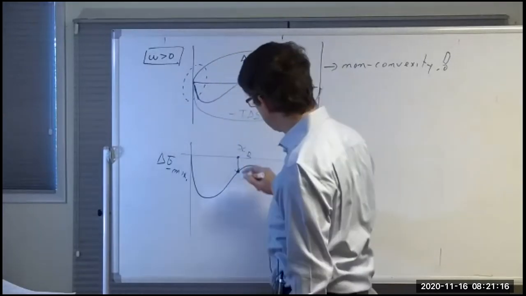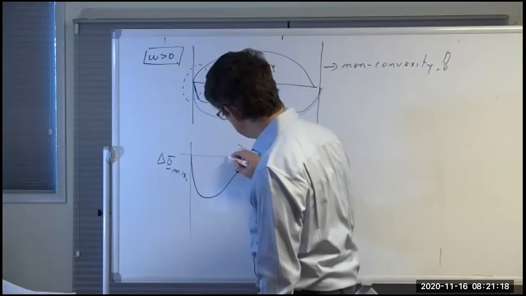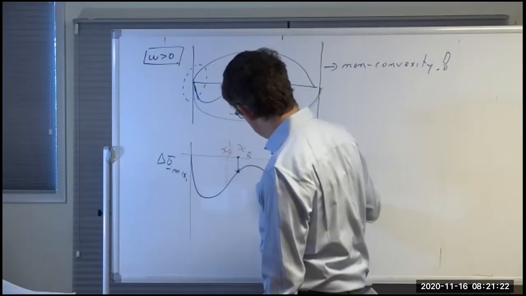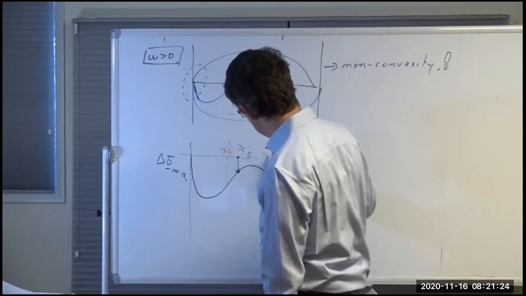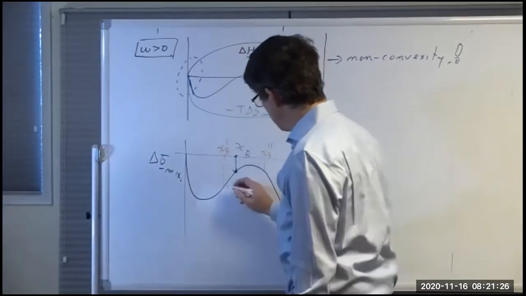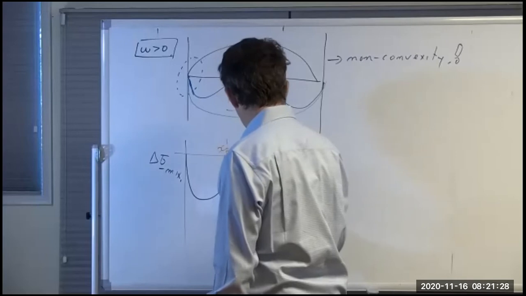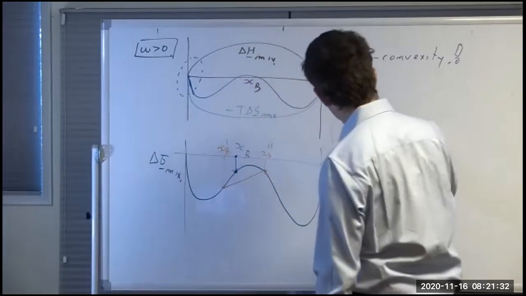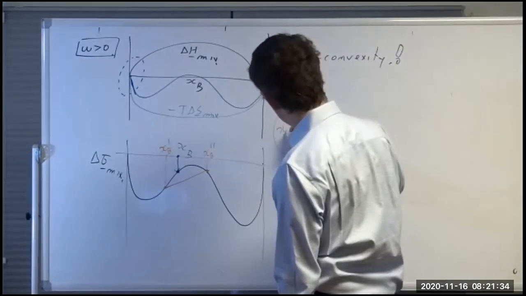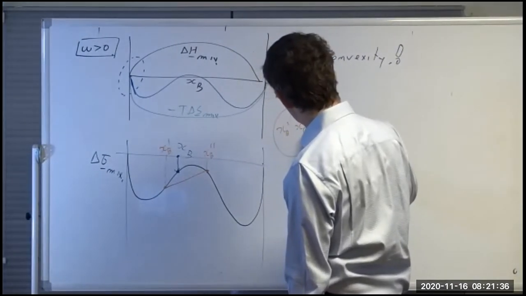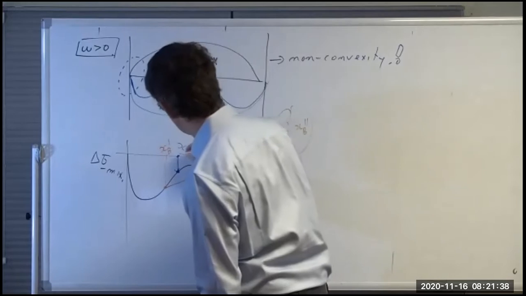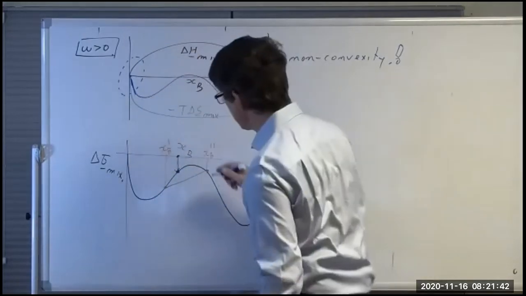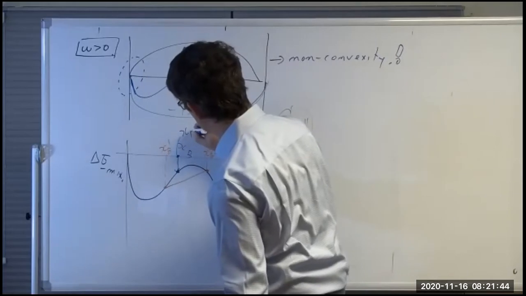For example, if I unmix this solution, I'll call this XB prime, and I'll call this XB double prime. If I unmix this system, so I make XB prime and XB double prime, and let me call the total, the overall composition, XB star.